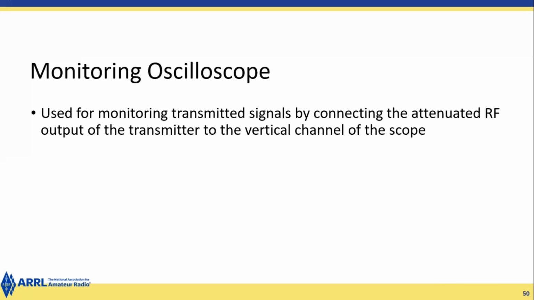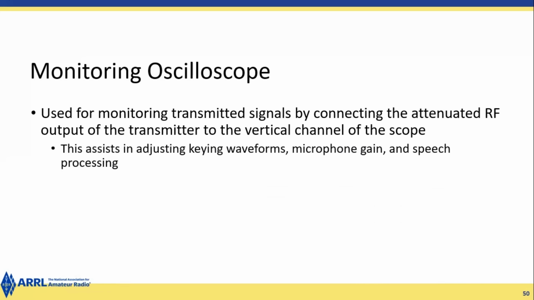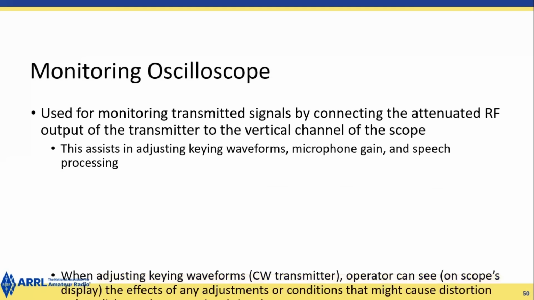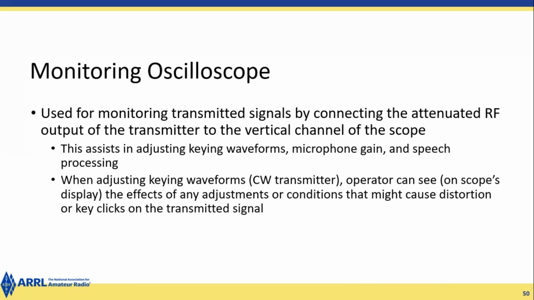Monitoring oscilloscopes are sometimes used to monitor transmitted signals by connecting the attenuated RF output of the transmitter to the vertical channel of the scope. This assists in adjusting keying waveforms, microphone gain, and speech processing. When adjusting keying waveforms, such as on a CW transmitter, the operator can see on the scope display the effects of any adjustments or conditions that might cause distortion or key clicks of the transmitted signal.